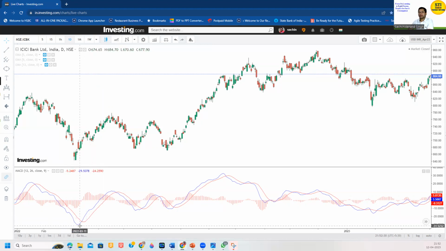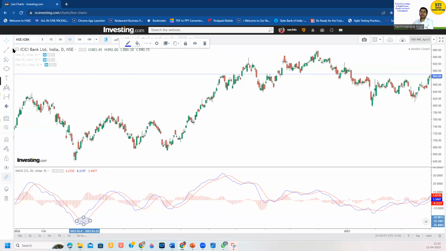It is crossing over the red line, and that could be treated as a potential buy signal at this lower level. Wherever this particular crossover is happening, that means the entry point.